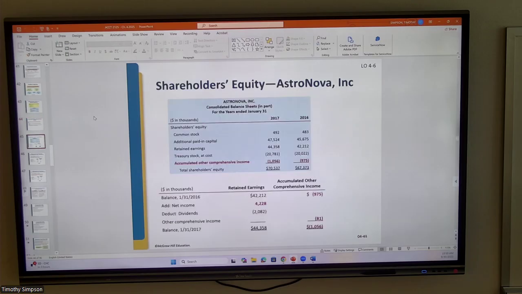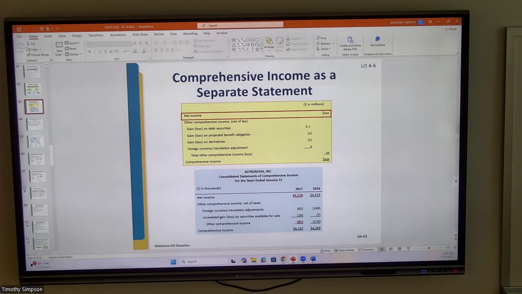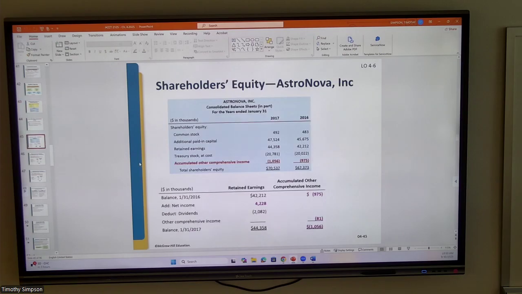All right, so let's talk about shareholders' equity here and the effect of this. Accumulated other comprehensive income is a figure, and in this case, in the case of Astronova, it's negative. Although I think the numbers don't quite jive here, we get the idea that we have net income. If we take a look at what's going on here, the balance of retained earnings in 2016 is 42 million, it looks like. And we add net income.